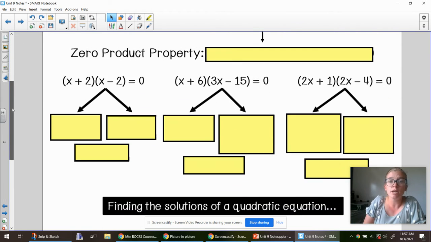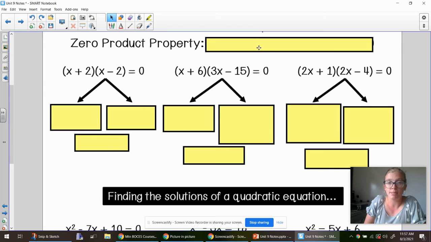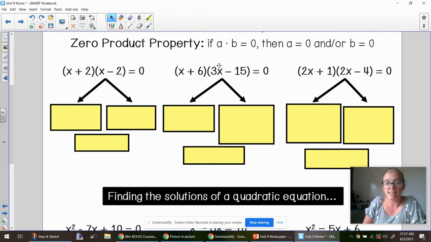To do this, we are going to use what's called the zero product property. Zero product property says if A times B equals 0, then either A and or B equals 0. When we multiply numbers to equal 0, we know from the multiplication property of 0 that one of those numbers has to be 0. We're going to apply this property by taking factored expressions, setting each factor equal to 0, and that will give us our solutions.